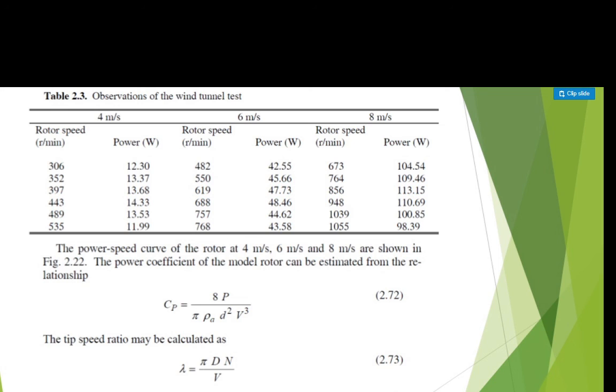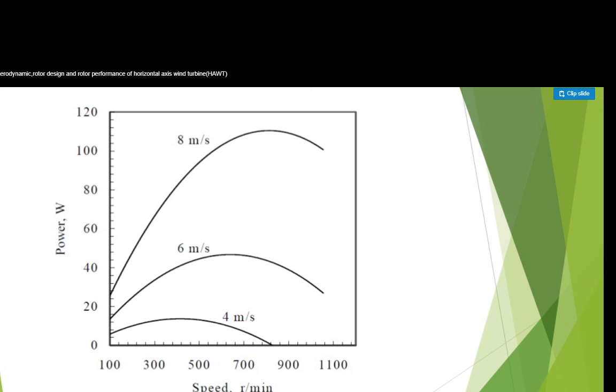The power coefficient of the model rotor can be estimated from the relationship Cp = 8P / (pi rho d square v cube). The tip speed ratio may be calculated as lambda = pi d N / (60 v), and the corresponding Cp for the rotor at different wind velocities and loads is calculated using the above expression. Now, in the power speed curves of the rotor, we can see that when the velocity is low, the speed will be low.